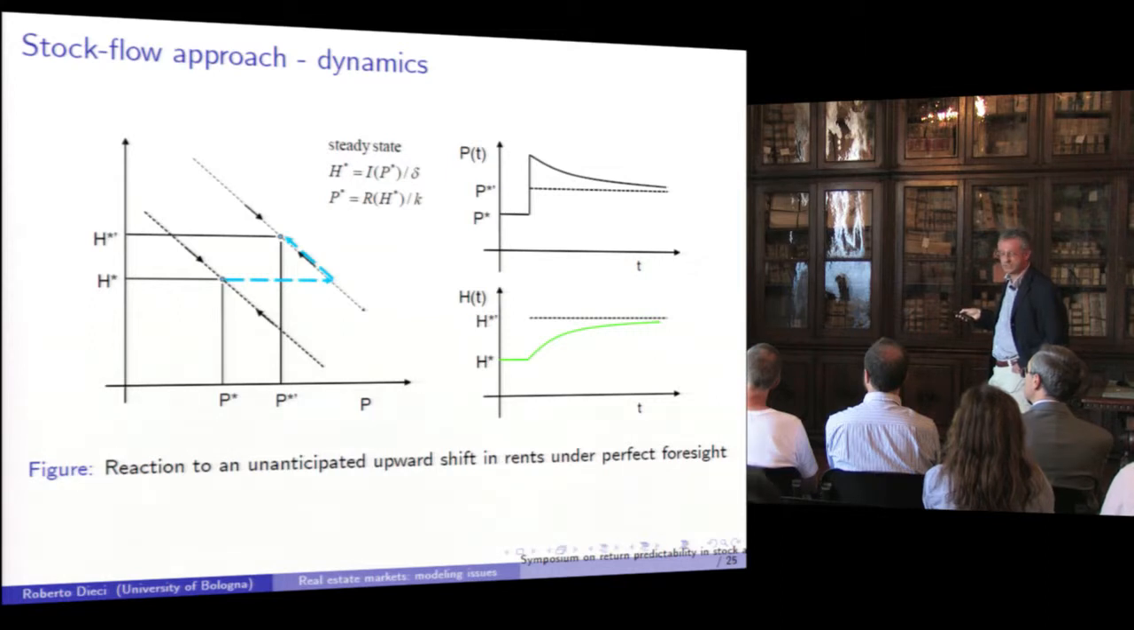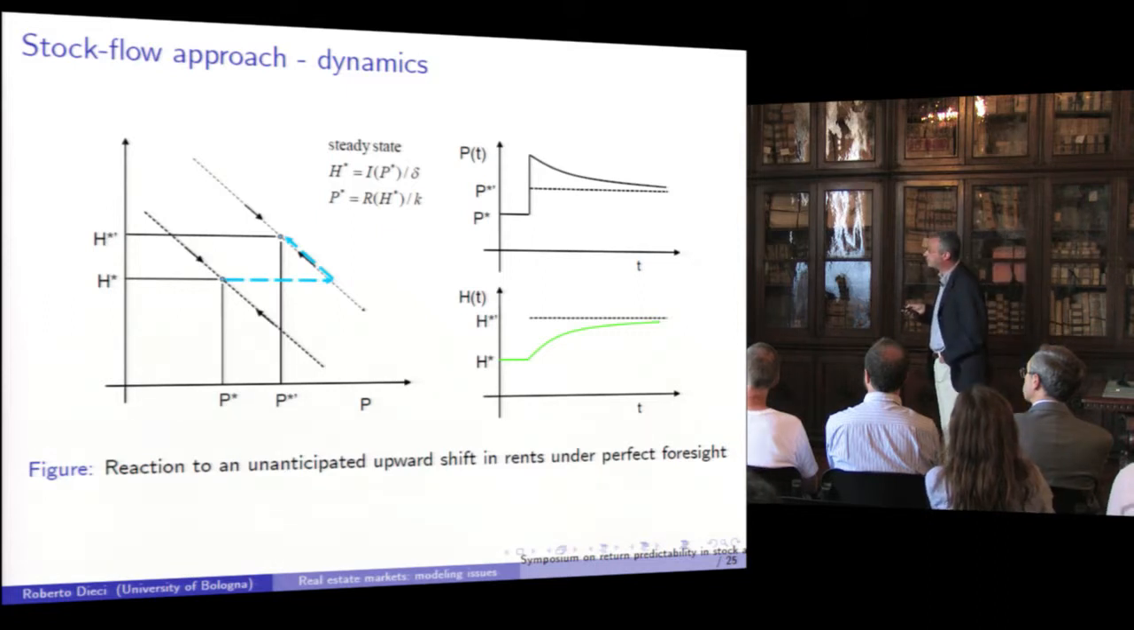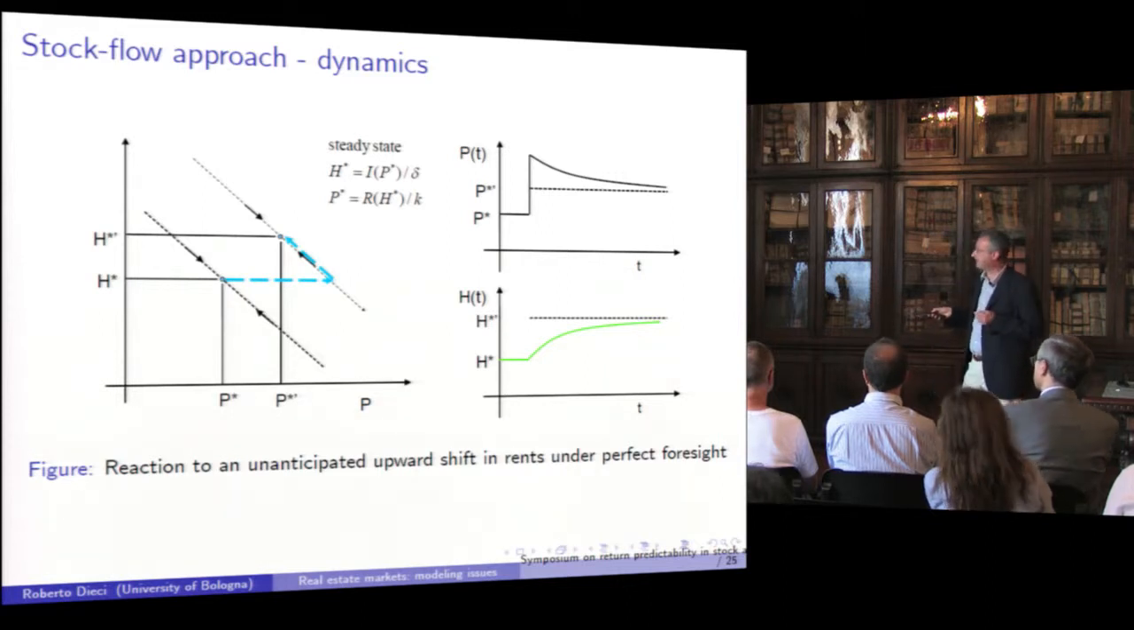If you look at the time series, you see that the price will overshoot the new steady state level just once, at the time of the unanticipated shock, but the stock will adjust gradually to the new stock level. So the essential feature here is that the price overshoots just once in response to an exogenous shock, and the stock doesn't overshoot the new steady state level, so there is no overbuilding. This is a well-behaved adjustment, in a sense.